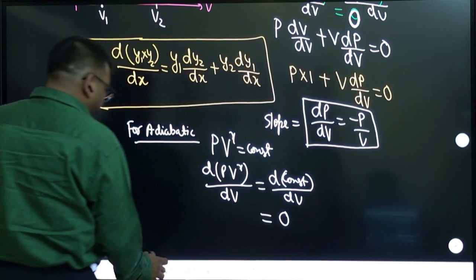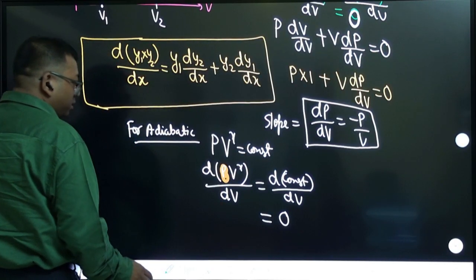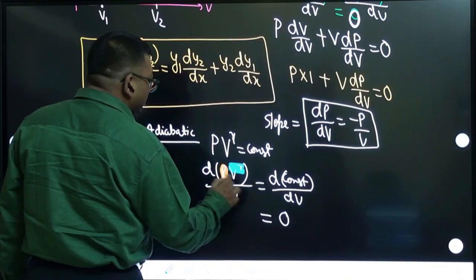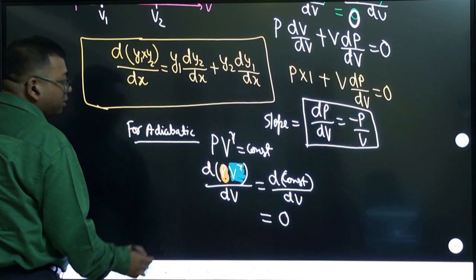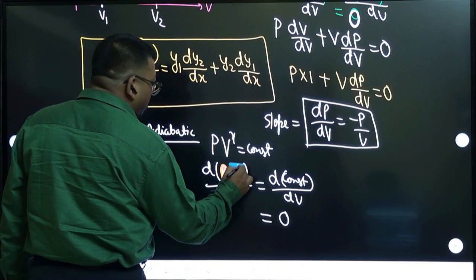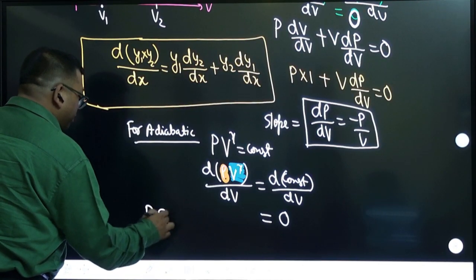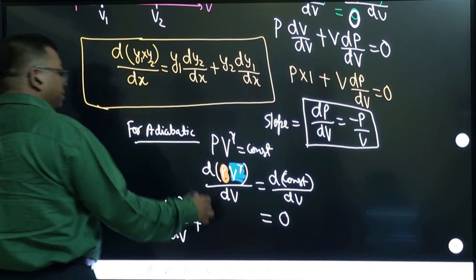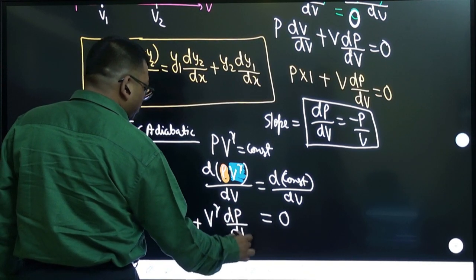Again we are going to use this rule, and note that P we will take as one function, and V power gamma we will take as another function. So here we have P and volume power gamma. Gamma is a number. First we will take P outside and differentiate V power gamma with respect to volume. Then we will take V power gamma outside and differentiate pressure with respect to volume.